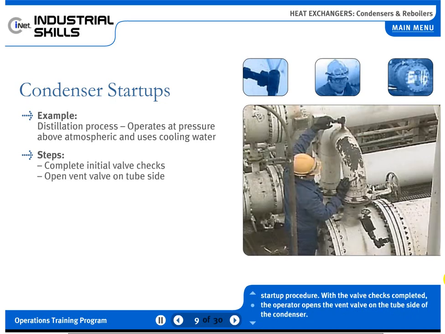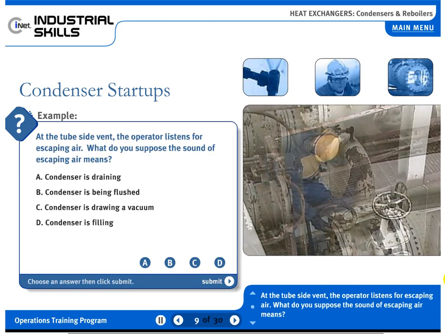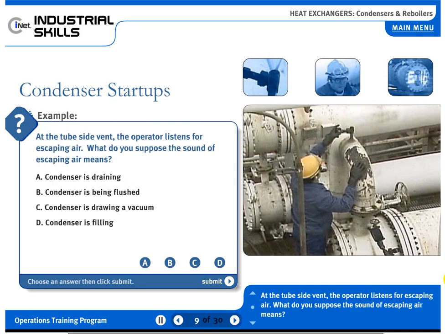With the valve checks completed, the operator opens the vent valve on the tube side of the condenser. Then he partially opens the cooling water inlet valve. At the tube side vent, the operator listens for escaping air. What do you suppose the sound of escaping air means? No, that's incorrect. The sound of escaping air means that cooling water is filling the tube side of the condenser.